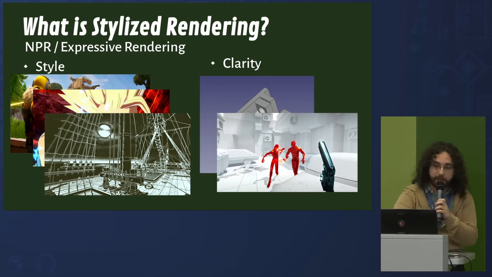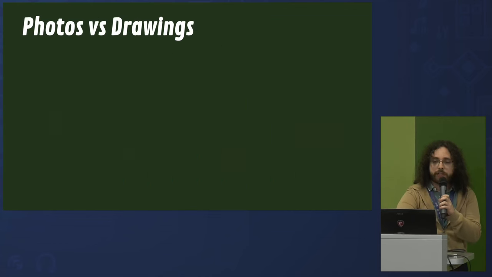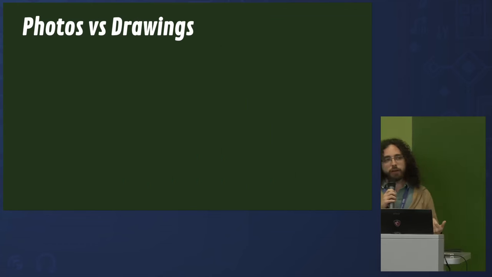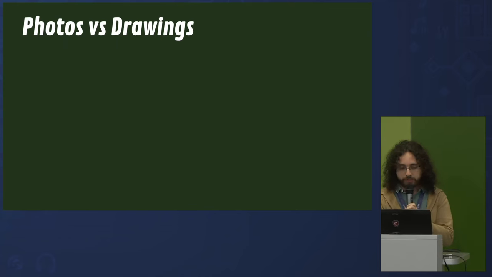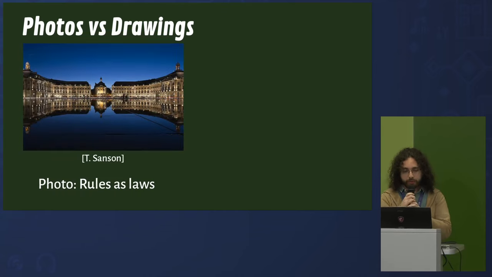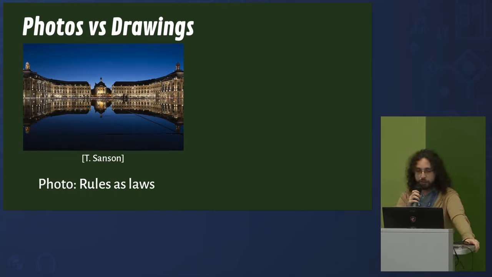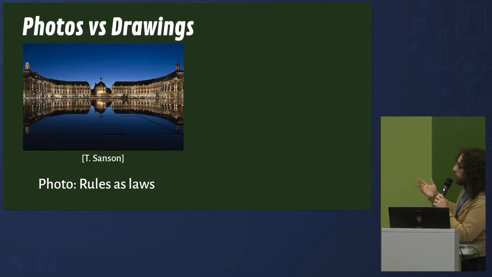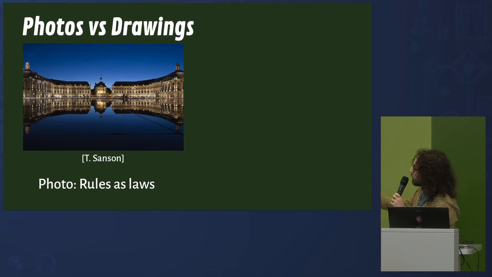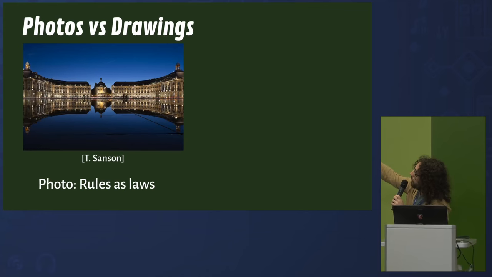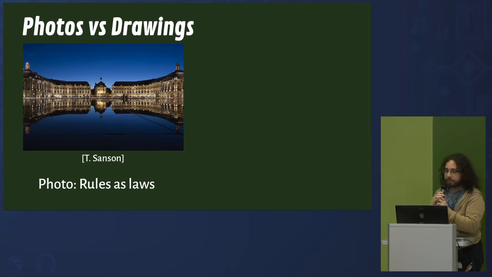Something that's really good to understand some of the difficulties is to compare photos versus drawings. With a photo, you can put the camera, the objects, the lights how you want, and then take the photo, and it's very artistic, but all the rendering is done by the laws of physics. Like here, it's a photo of my home city, Bordeaux, and you can see the reflection of the water mirror, and it's very, very cool.